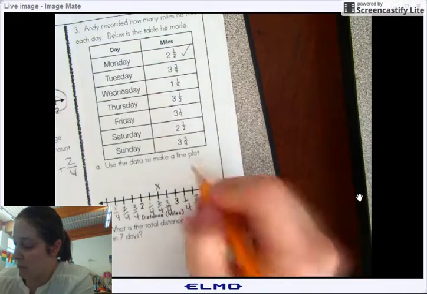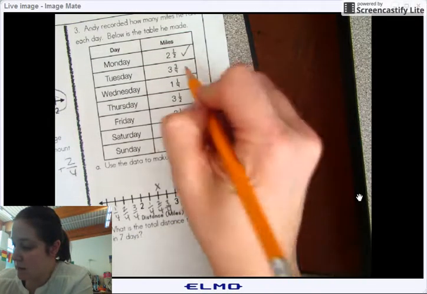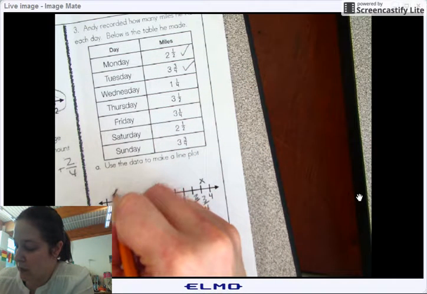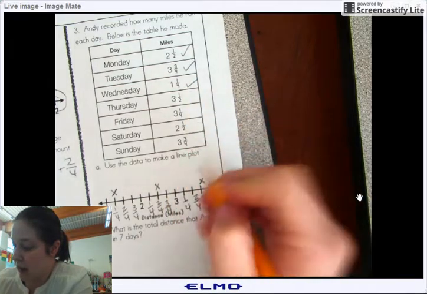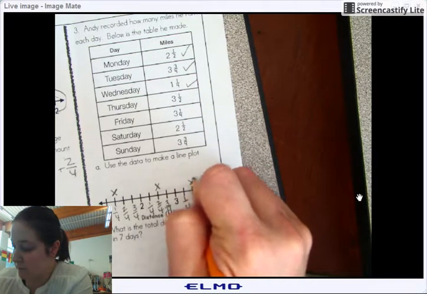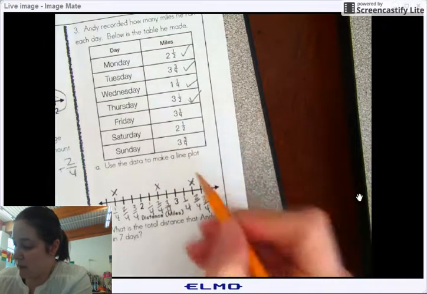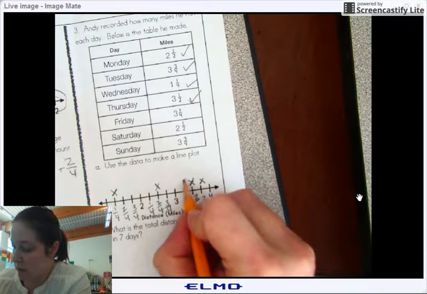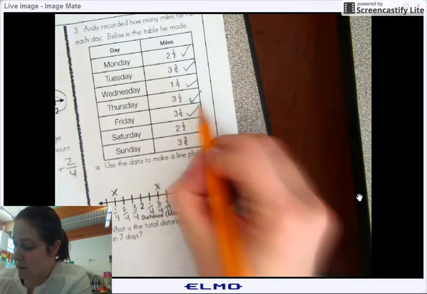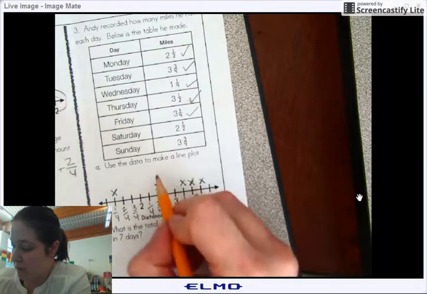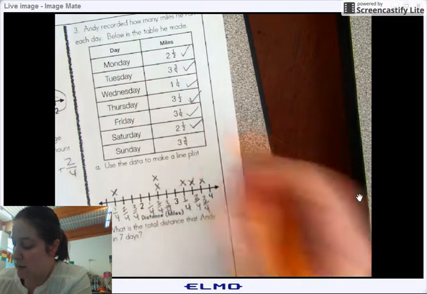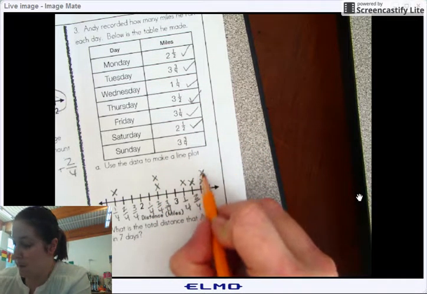I'm going to go to 3 3/4 and I'm going to put an X. 1 1/4, I'm going to put an X. 3.5, I'm going to put an X. 3 1/4, I'm going to put an X. 2.5, I'm going to put an X. And 3 3/4, I'm going to put an X.